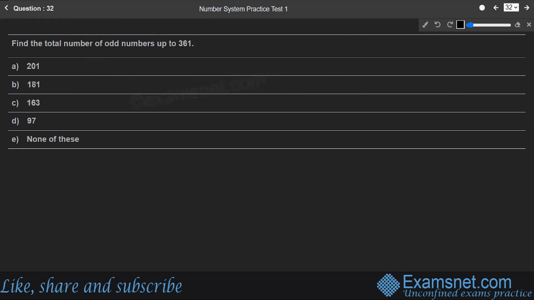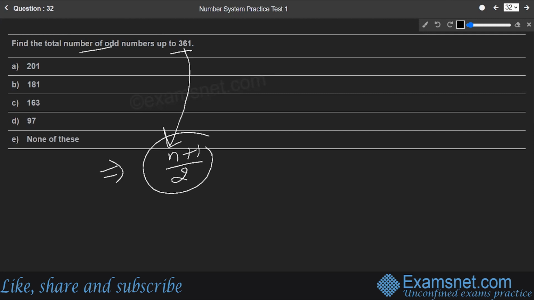Now find the total number of odd numbers up to 361. Okay, total number of odd numbers up to 361. For this case, there is a smallest method, n plus 1 by 2, where n is the odd number that you are looking for. How many odd numbers are there from 0 to 361? For finding that out, just use this formula n plus 1 by 2, where n is 361 only.